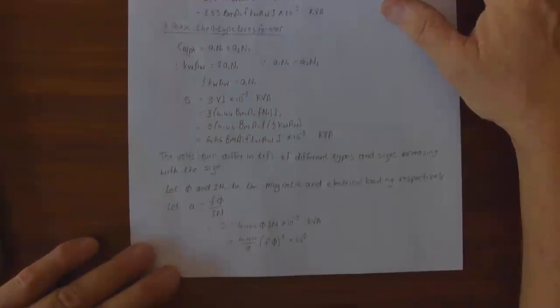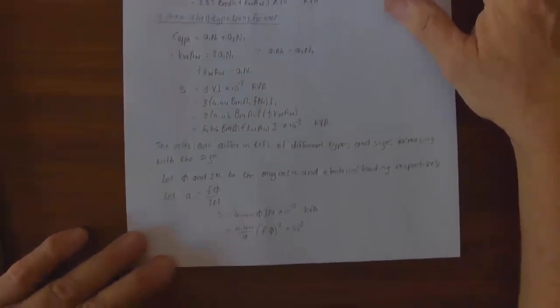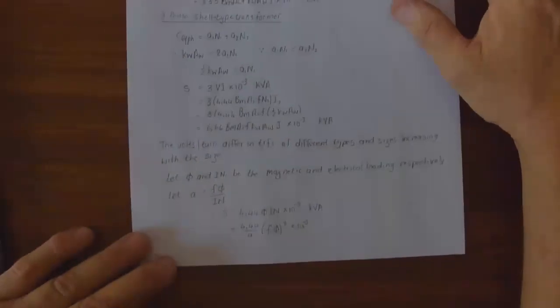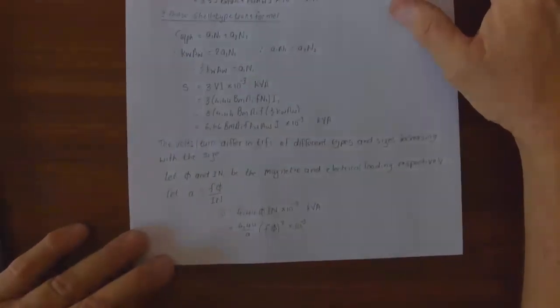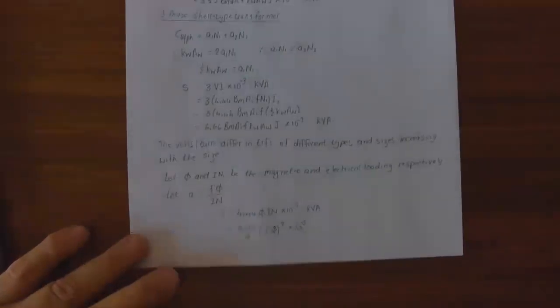The volts per turn differ in transformers of different types and sizes, increasing with size. So if we let Φm and AC be the magnetic and electric loadings respectively, and A is equal to Φ over IN, we get S is 4.44 f Φm IN times 10 to the minus 3 kVA, which becomes 4.44 over A f Φm squared times 10 to the minus 3.